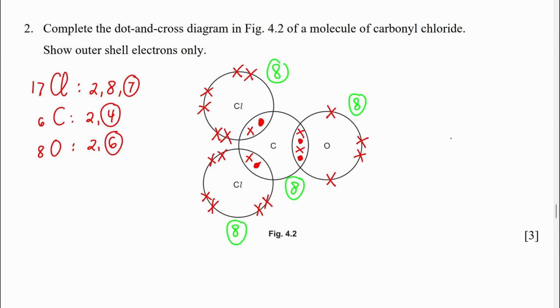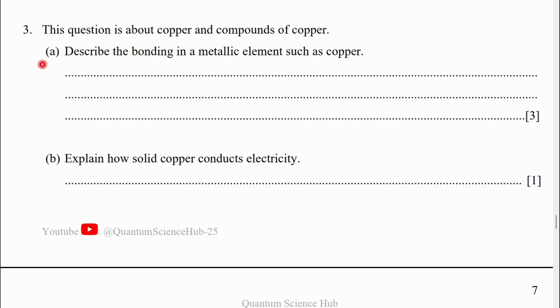So I can say this is a single covalent bond between chlorine and carbon, and it is a double bond with oxygen. Because this is 2 pairs of shared electrons and this is 1 pair of shared electrons. Okay? Question 3.